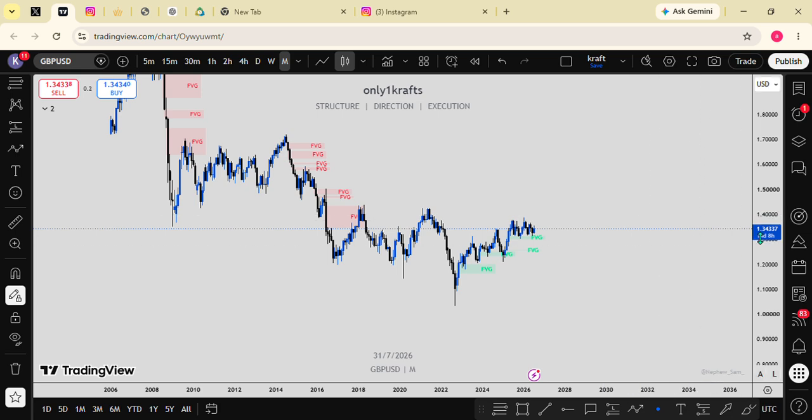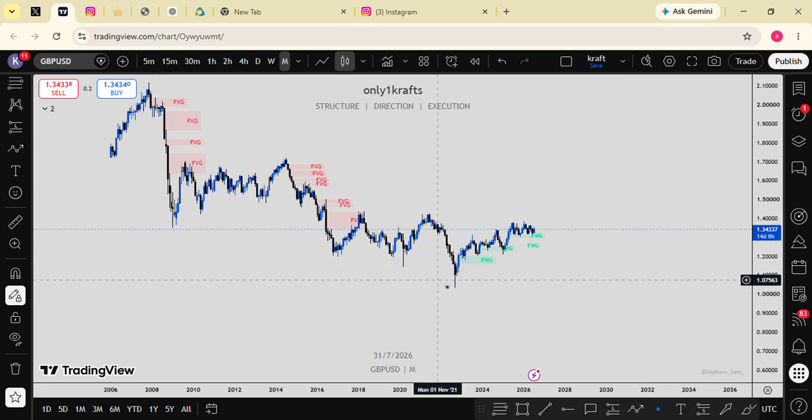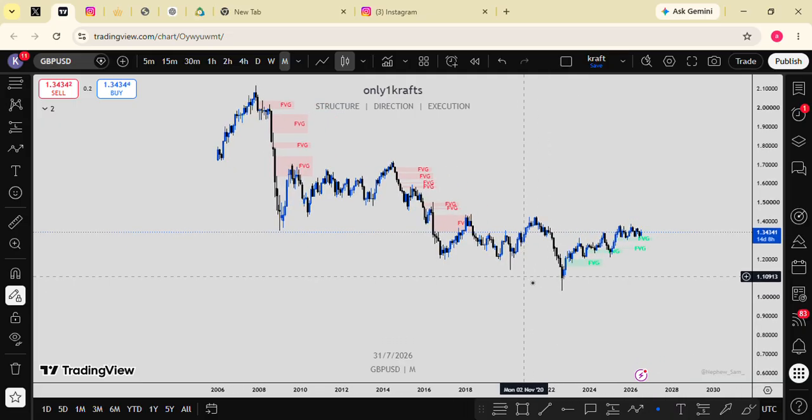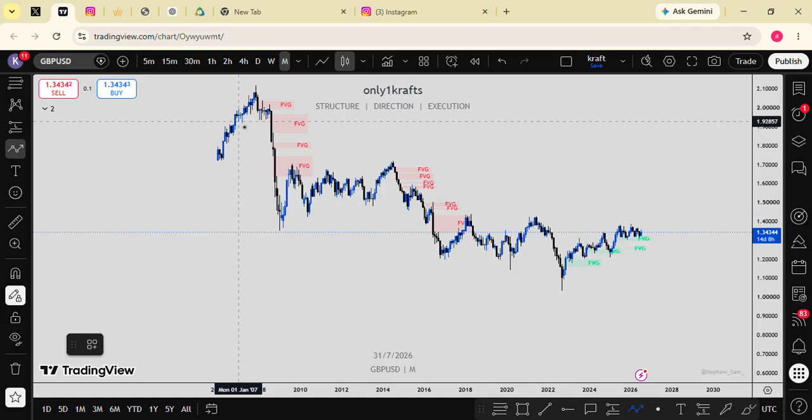Now I want you to recognize one pattern that has been recurrent on the charts. I'm going to show it to you now. First, let me show you this one. Look, from this point, we had this push to the downside.